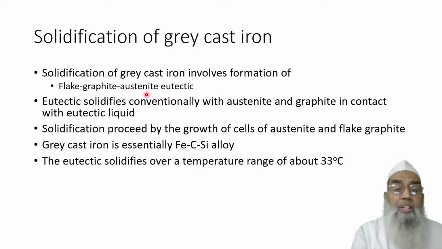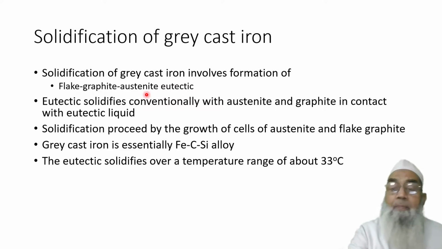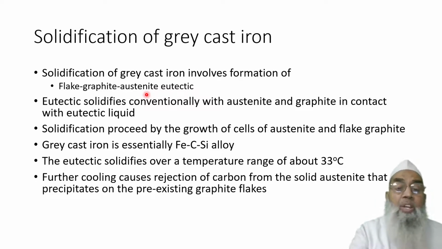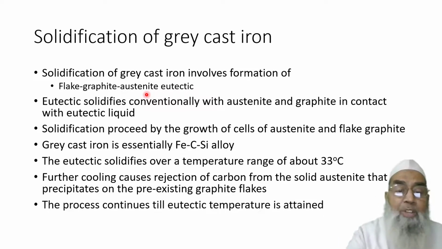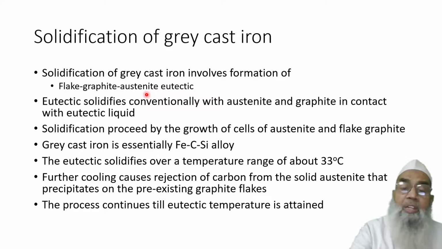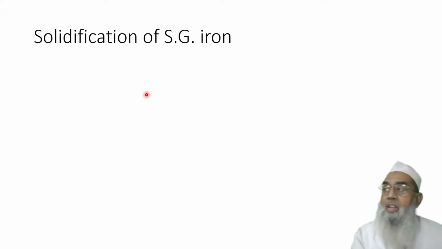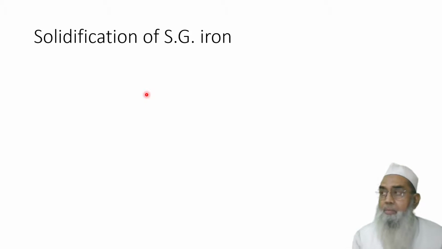The eutectic solidifies over a temperature range of about 33 degrees centigrade. Further cooling causes rejection of carbon from the solid austenite that precipitates on the pre-existing graphite flakes. The process continues till the eutectic temperature is attained, and then further solidification causes the flakes of carbon to be liberated.